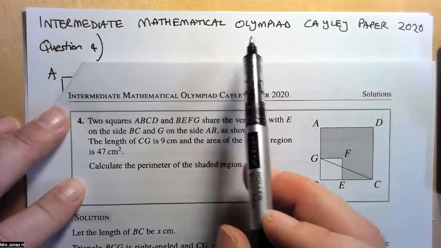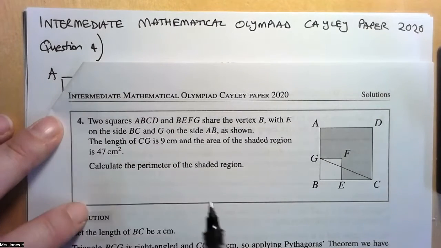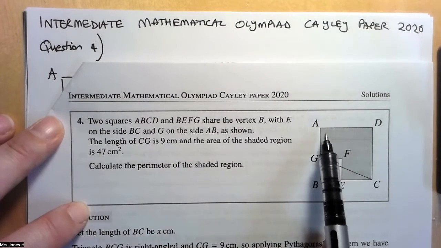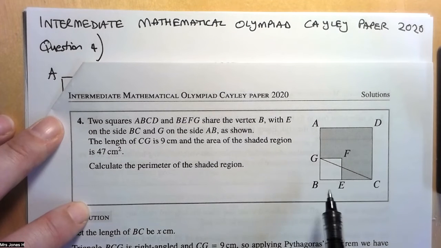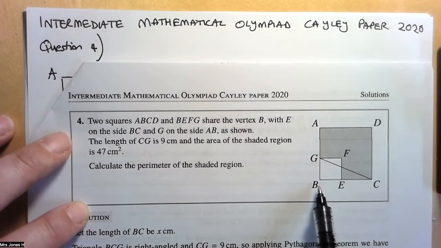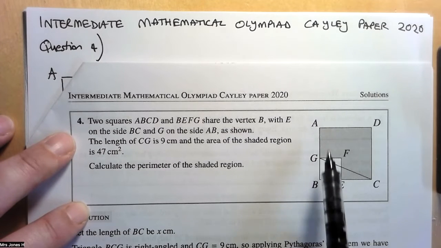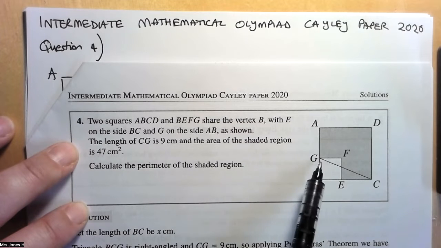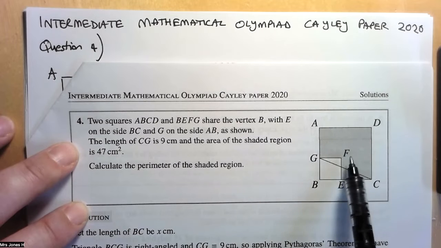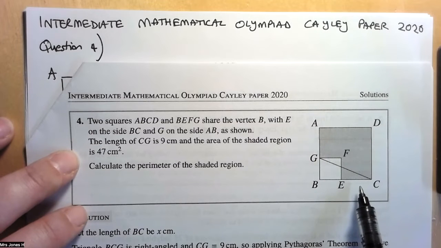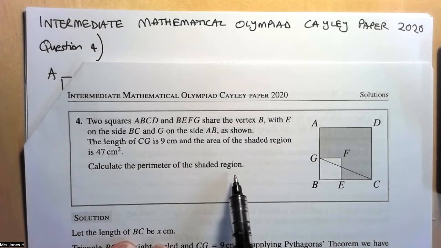Intermediate Mathematical Olympiad, Cayley paper, 2020, Question 4. Two squares, ABCD and BEFG, share the vertex B, with E on the side BC and G on the side AB as shown. The length of CG is 9 centimetres and the area of the shaded region is 47 centimetres squared. Calculate the perimeter of the shaded area.